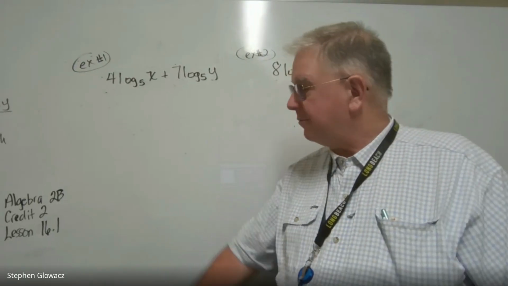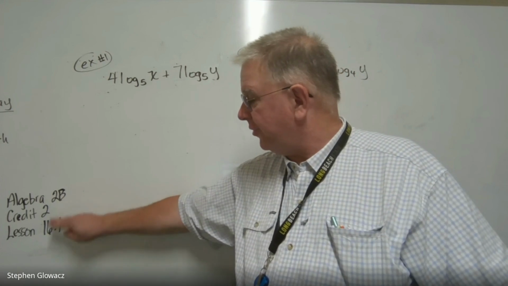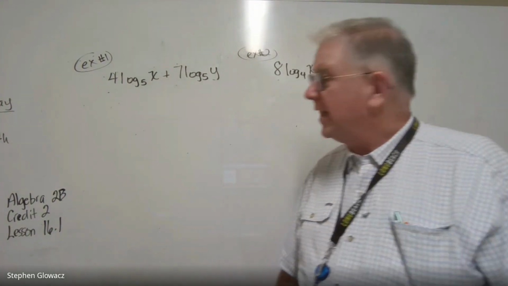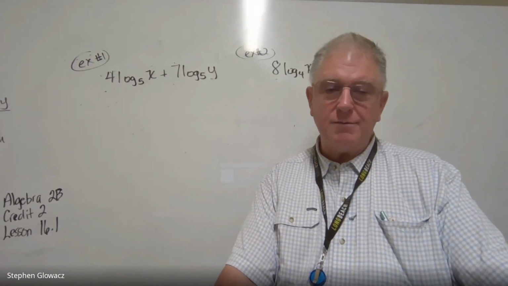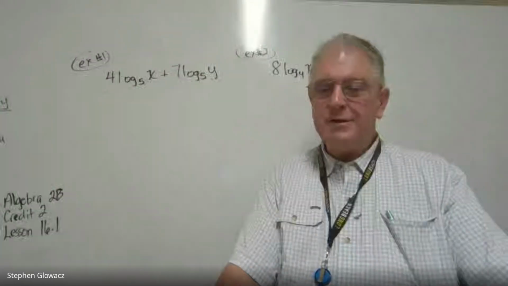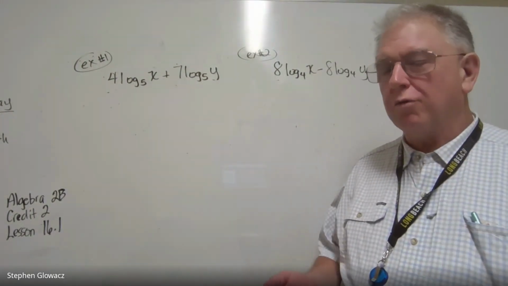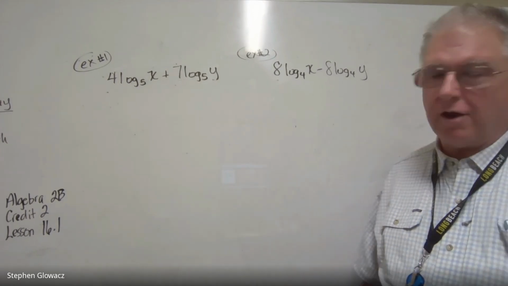These are the examples for Algebra 2B, Credit 2, Lesson 16.1. Lesson 16.1, we're going to be learning about properties of logarithms. Properties is just a fancy way of saying what are the rules we have to follow when working with logarithms.